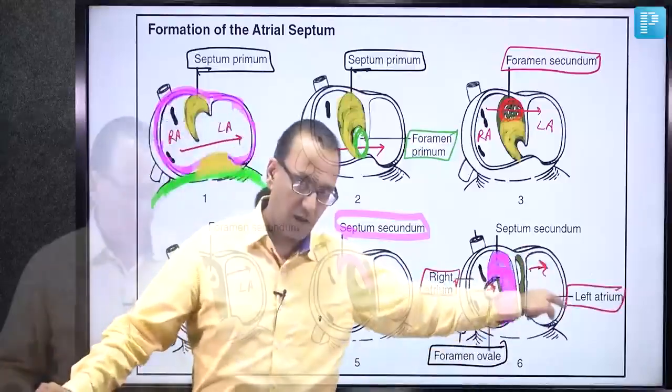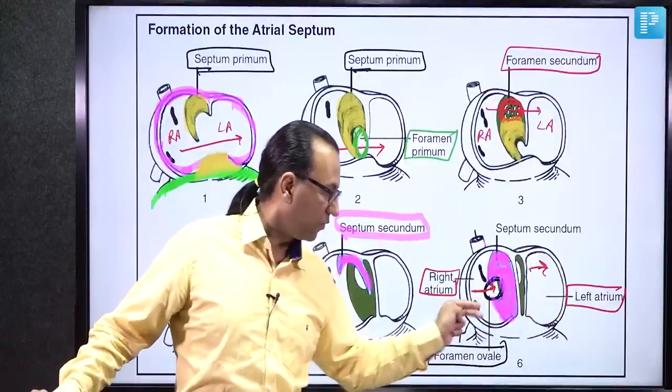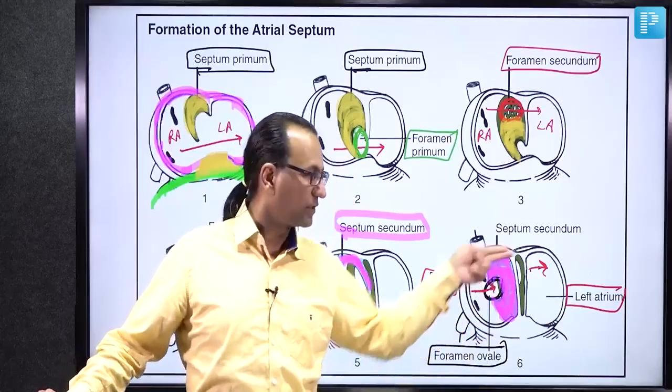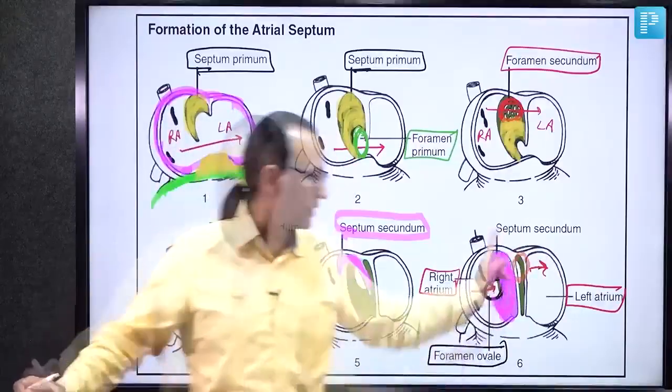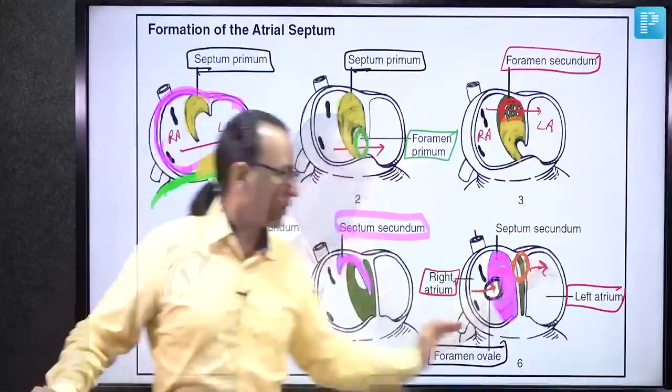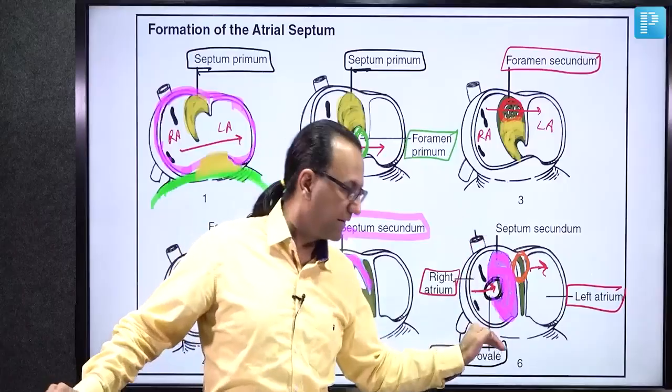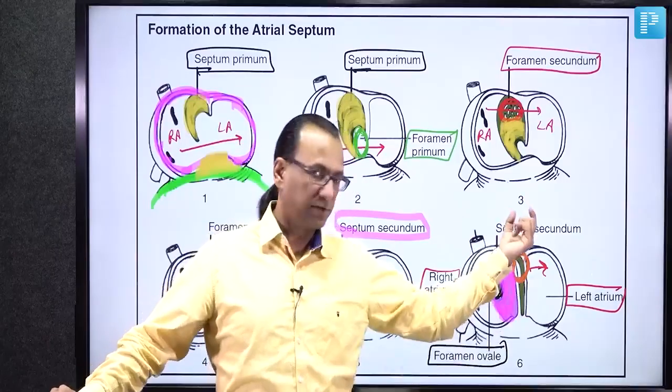So how is the blood passing now? First the blood is in the right atrium, then through the foramen ovale, then goes obliquely upwards and passes through the foramen secundum and then comes to the left atrium. The flow is oblique because the foramen ovale is inferior and the foramen secundum is superior.